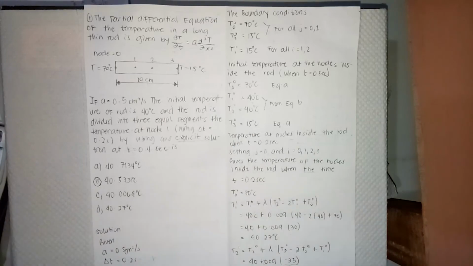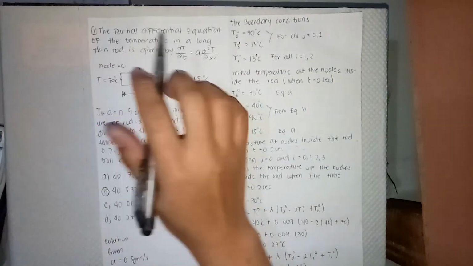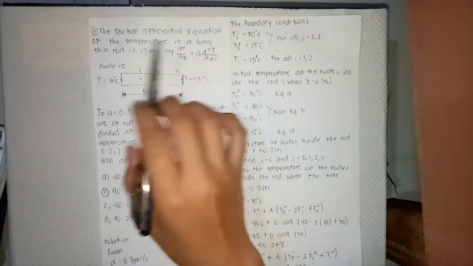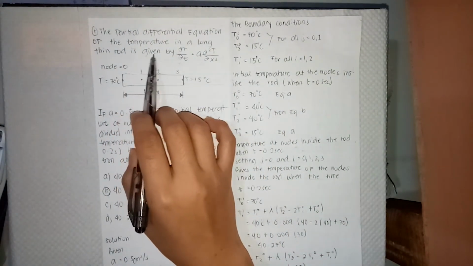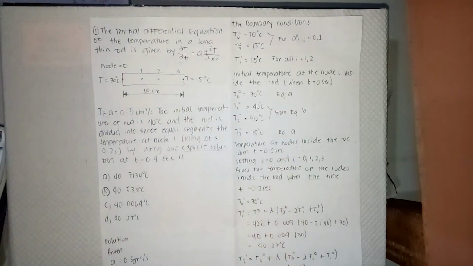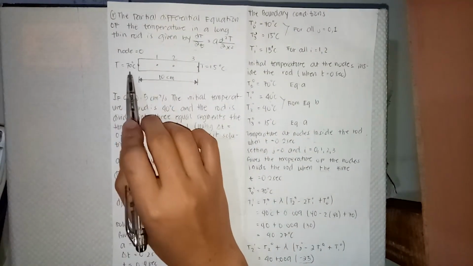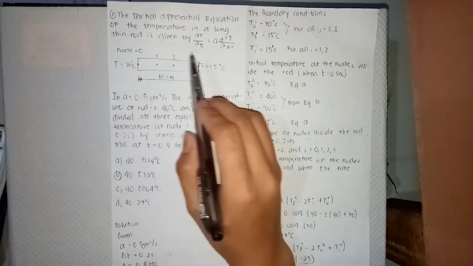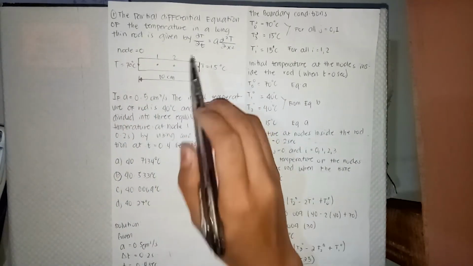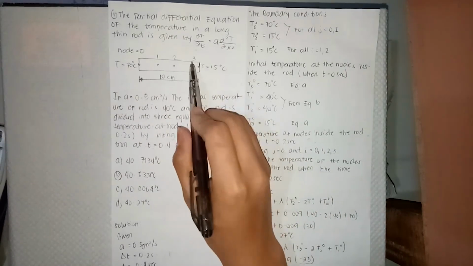So in this video I will be discussing the solution of the multiple choice problem under the topic of parabolic partial differential equation. So here's the first question. The partial differential equation of the temperature in a long thin rod is given by this equation. So at node 0, our temperature is 70 Celsius, while at node 3, our temperature is 15 Celsius.